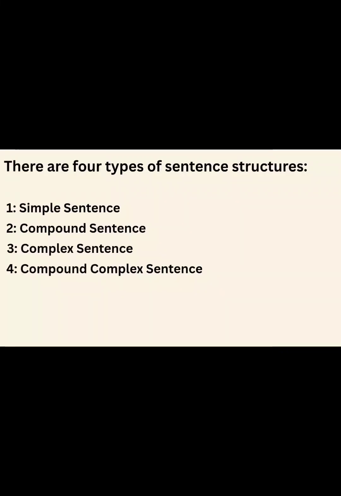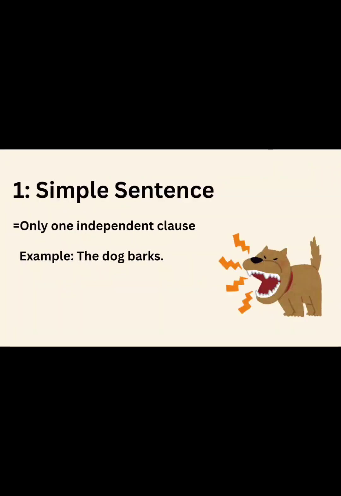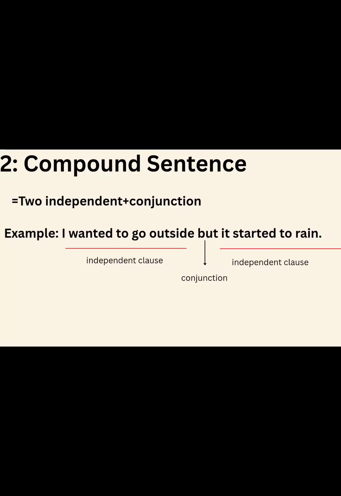There are four types of sentence structure. Number one is simple sentences, number two compound sentences, number three complex sentences, and number four compound-complex sentences. Now let's move on to the first category, simple sentence. A simple sentence consists of only one independent clause. For example, the dog barks. This is a very common, easy-to-understand kind of sentence.